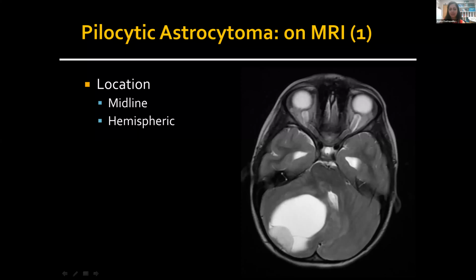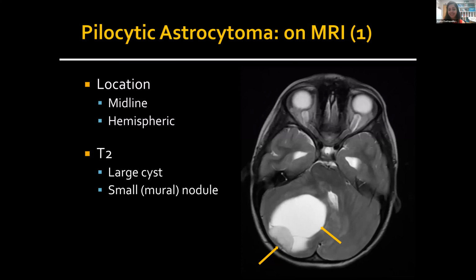And here's a textbook appearance of a hemispheric tumour. Again, we've got a large cyst and we've got an eccentrically placed nodule. And importantly, on diffusion-weighted imaging, there's no diffusion restriction.